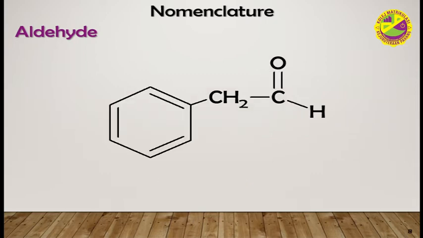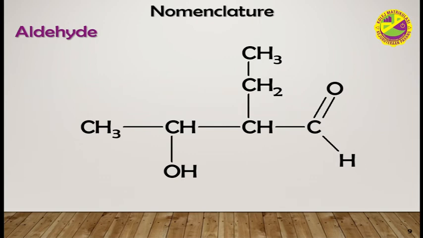Next example, as usual, the first carbon is the carbon with CHO group, and next is the second carbon. Since there is 2 carbon chain, the parent name will be ethanal. And if we look at the structure, there is a benzene ring attached to the second carbon. Benzene ring as a substituent is called phenyl. So, the name would be 2-phenylethanal.